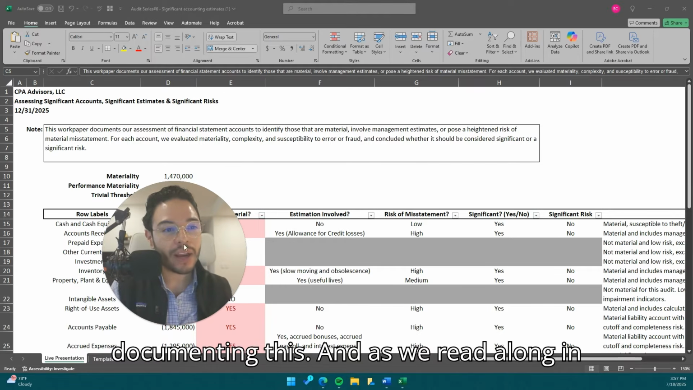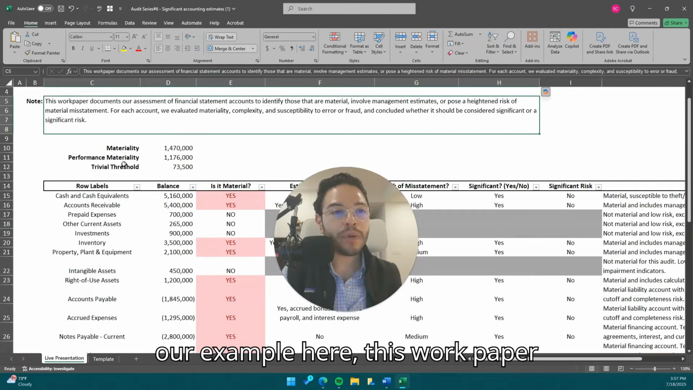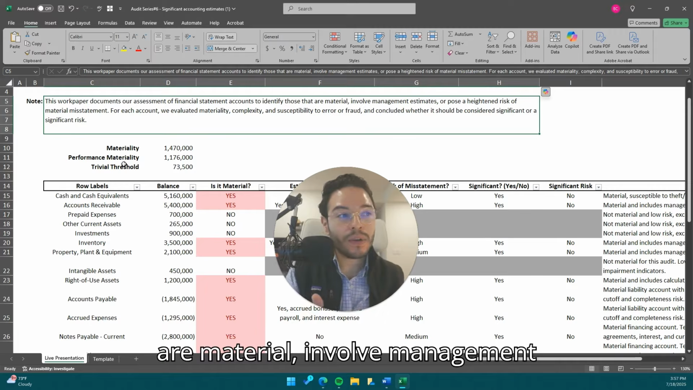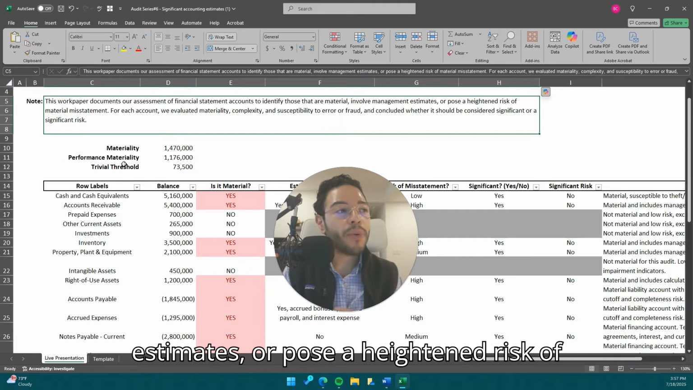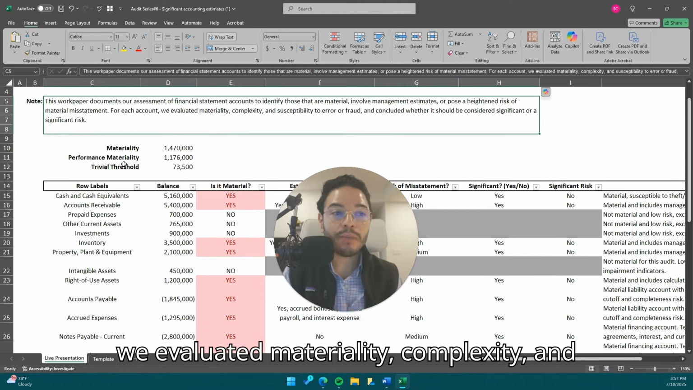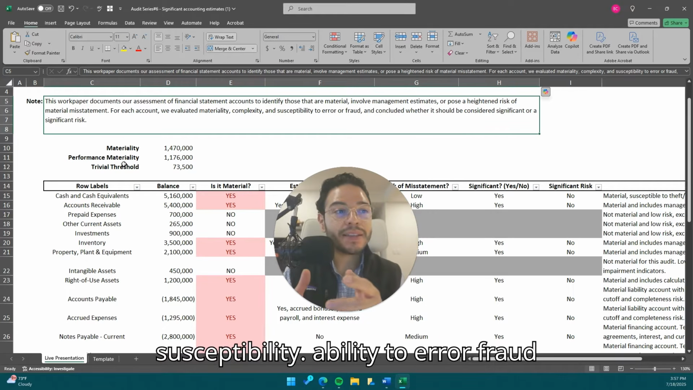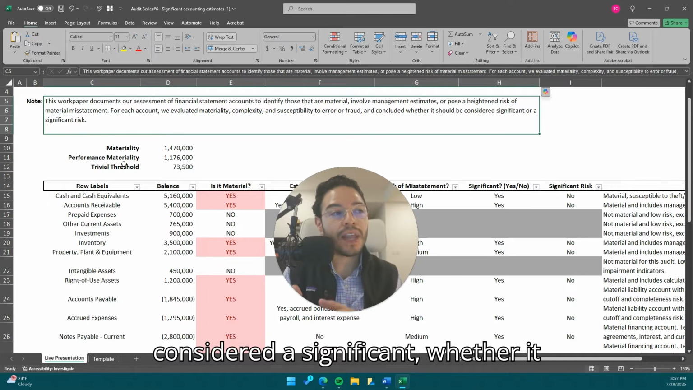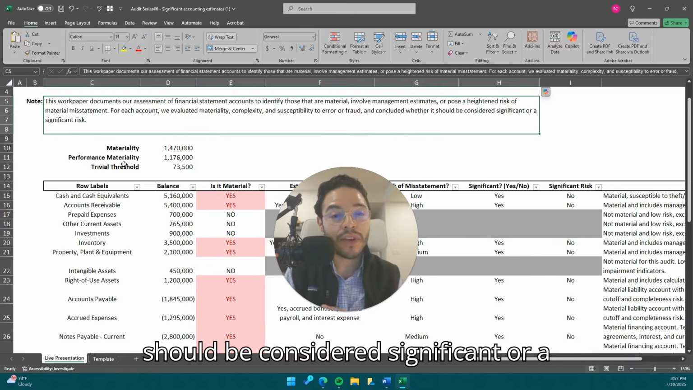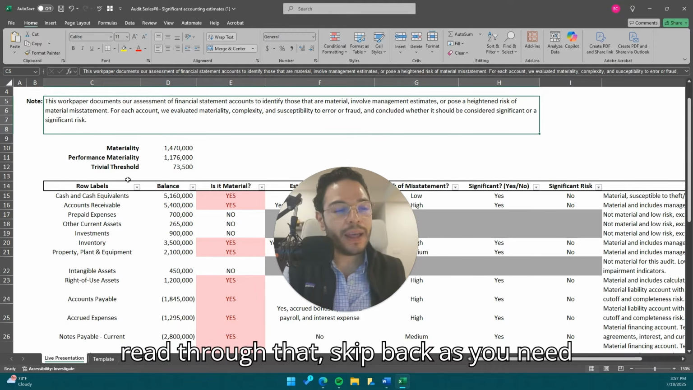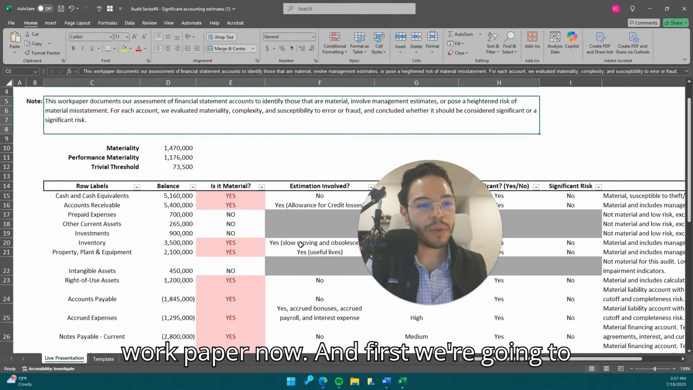And as we read along in our example here, this work paper documents our assessment of financial statement accounts to identify those that are material, involve management estimates, or pose a heightened risk of material misstatement. For each account, we evaluated materiality, complexity, and susceptibility to error or fraud, and concluded whether it should be considered significant or a significant risk. Again, you can read through that, skip back as you need to, but we'll go through this work paper now.